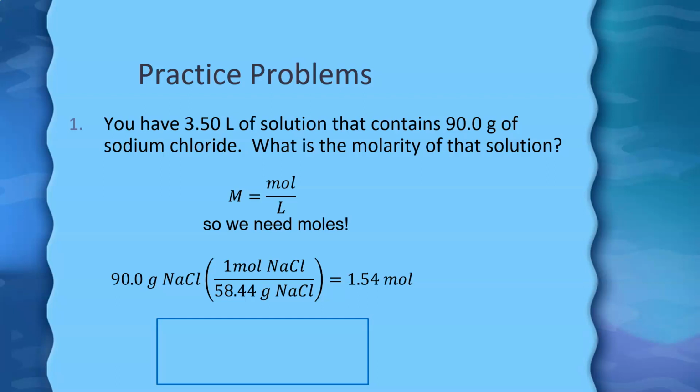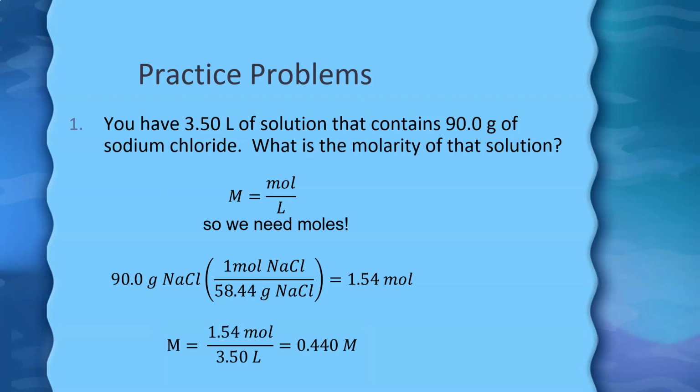I have a number of moles. I have a number of liters. So we just put the moles over the liters and do a little division problem. 1.54 moles divided by 3.50 liters gets me 0.440 big M.